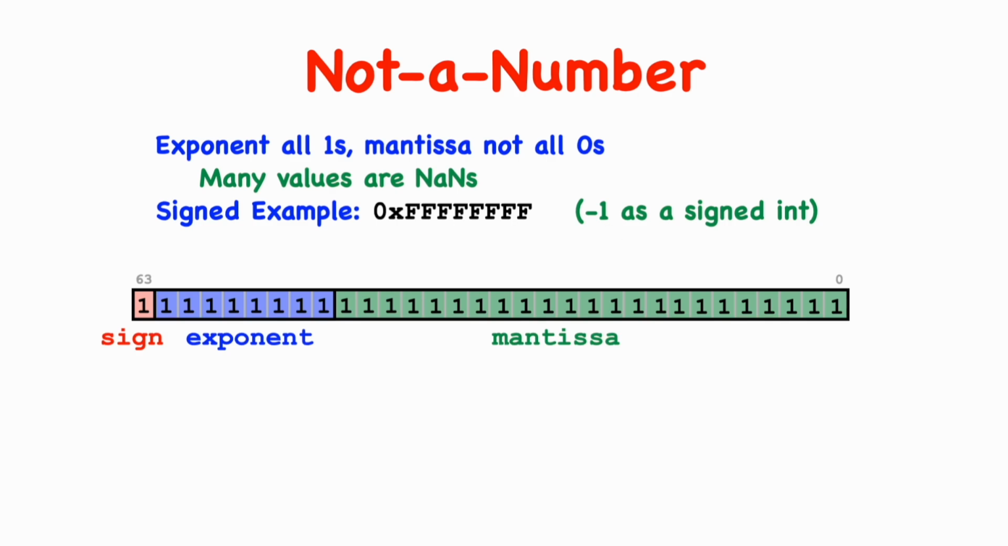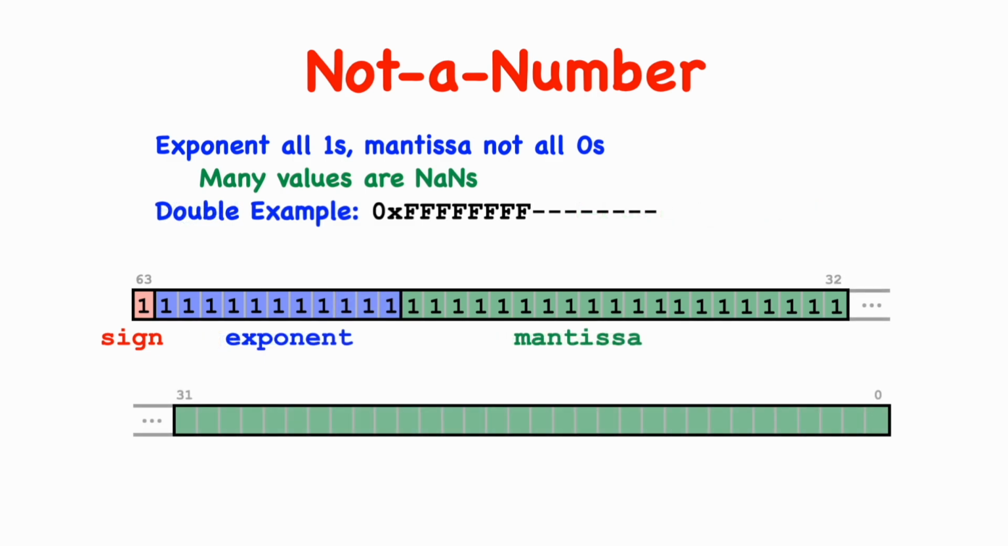With double precision floating points, we have the same basic idea. A not a number value is anything where the exponent is all ones and the mantissa is not all zeros. And here's an example of 64 bits representing not a number. But in this particular example, I'm not specifying what the lower order 32 bits actually contain.